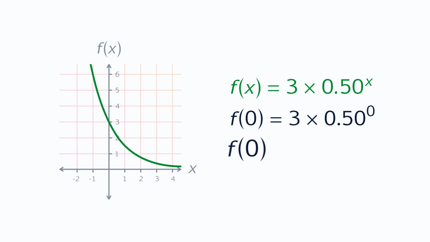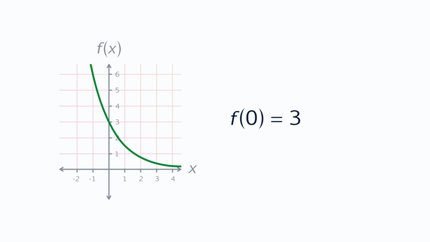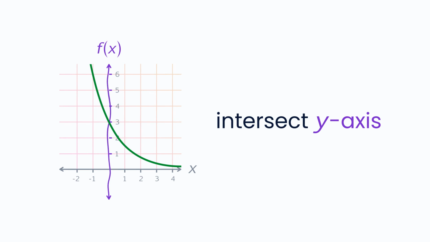First, note that f of 0 equals 3. This means that the initial value of f of x equals 3. Also, 3 is a positive number. This means that the function f of x is positive. In other words, the graph will always stay above the x-axis and intersect the y-axis at y equals 3.